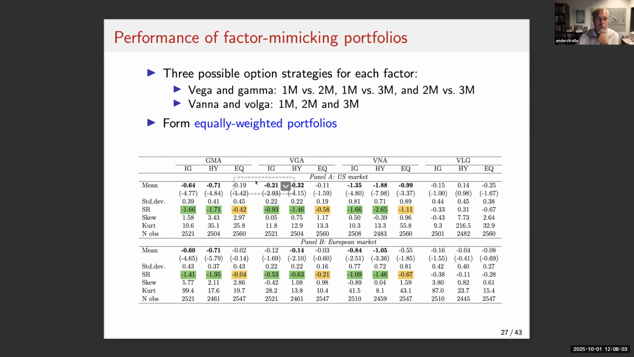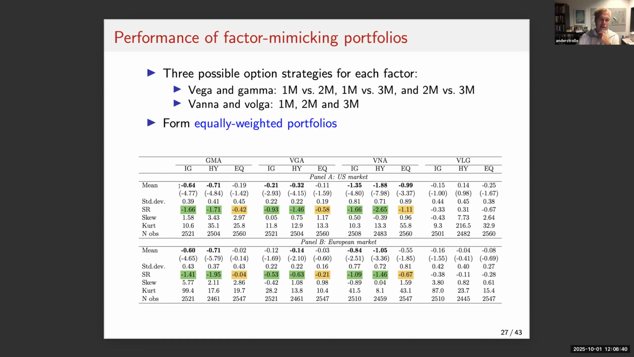And so then here we just have the performance of these factor mimicking portfolios, gamma, vega, vana, and volga, and within each we have investment grade, high yield, and equity. And again, we have it for the US market and for the European market. And for gamma, vega, and vana, the Sharpe ratio on the credit portfolios, the credit factors, are much more negative than they are for equity. So that holds true in the US market and in the European market.